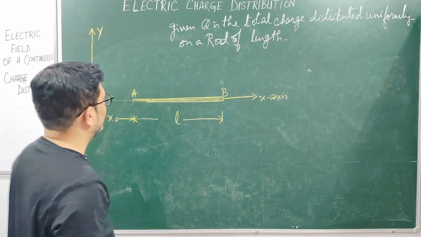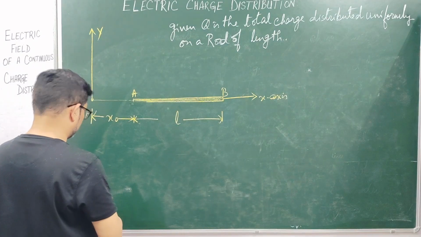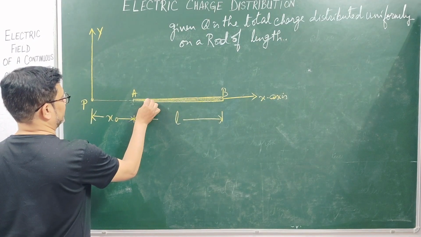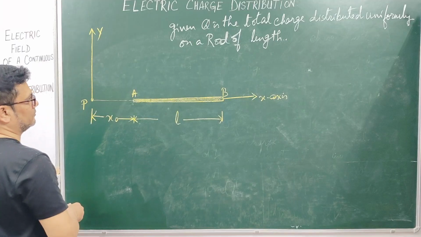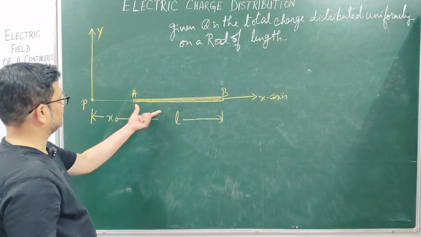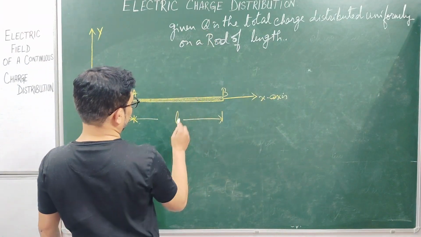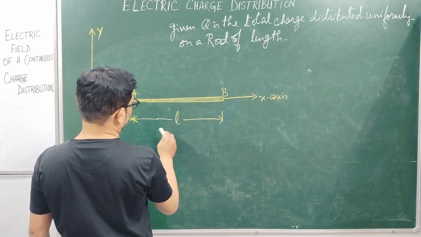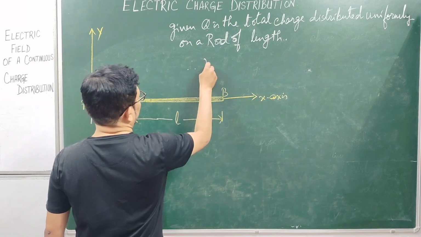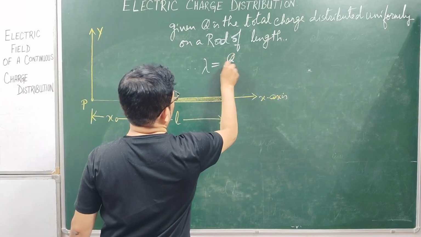This is what is given, and we are interested to find what is the net electric field at this point. So what should be the approach? First, let's see, if Q is the total charge and L is the length of this rod, then what is lambda? Lambda is Q over L.